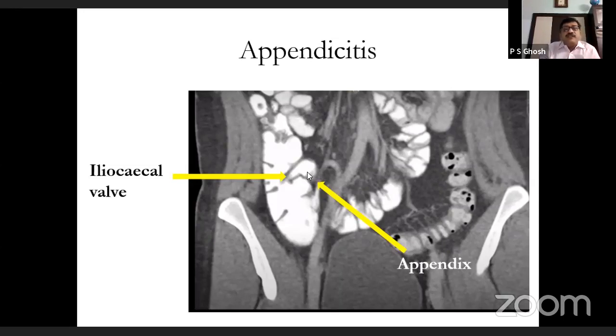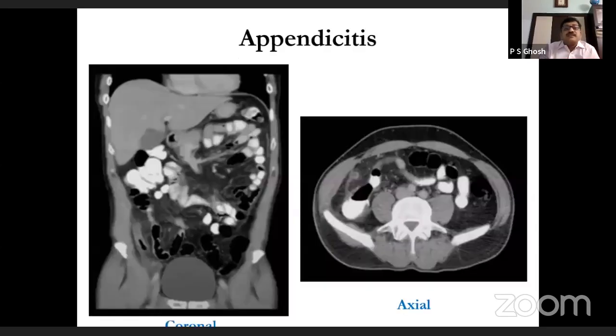Now, to identify the appendix, the base of the appendix is almost fixed. If we see this image, this telescoping indicates the ileocecal valve, and in between the ileocecal valve and the tip of the cecum, the base of the appendix is always present. This is fixed. The position of the tip may vary, but the base is always fixed. So this is the basic thing to identify an appendix.